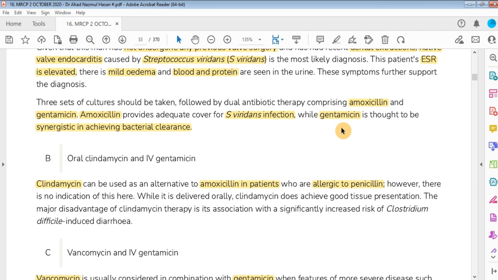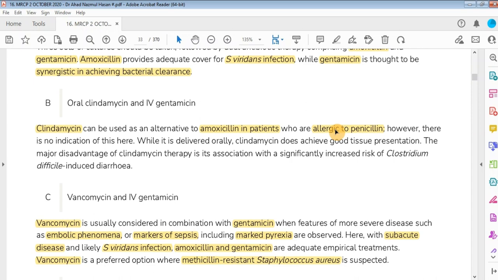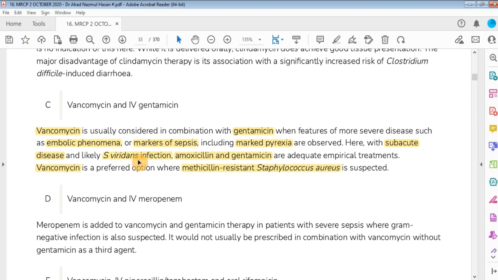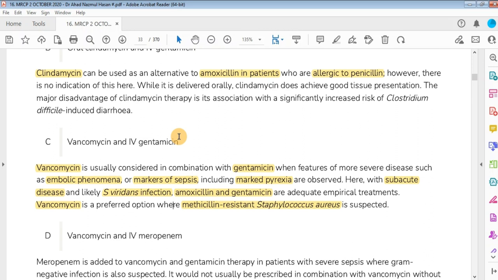And clindamycin is only suitable if there is a history of penicillin allergy. And if Staphylococcus aureus is suspected, or in case of MRSA, then we should go with vancomycin. And remember, Staphylococcus aureus will come with acute presentation, A for aureus, A for acute. And viridans will come with subacute presentation.